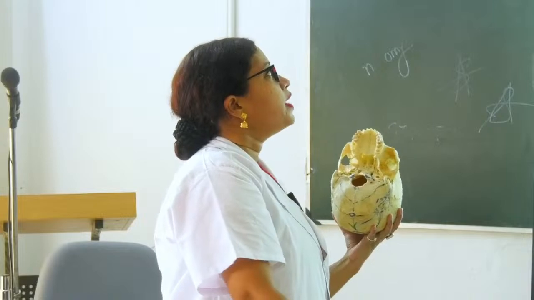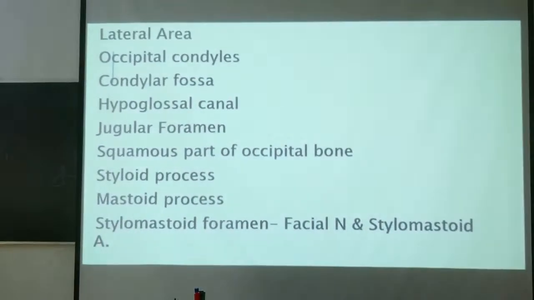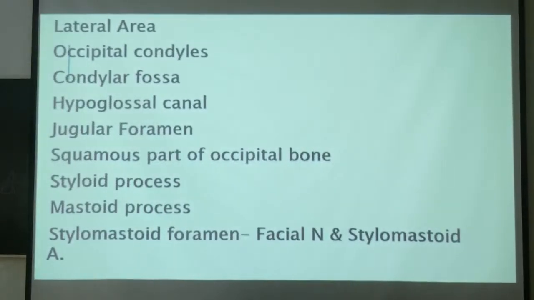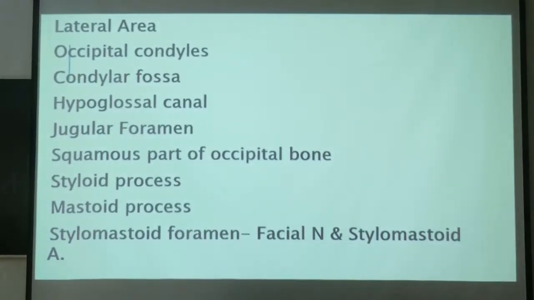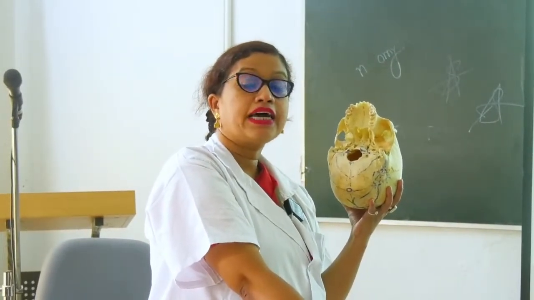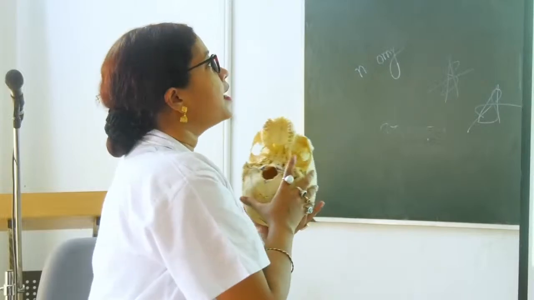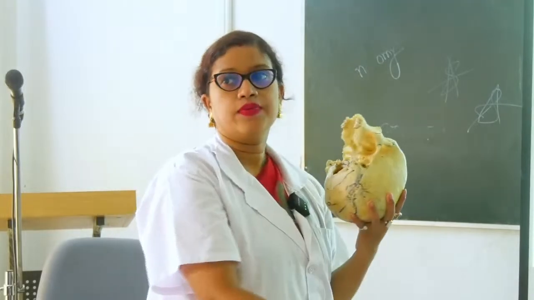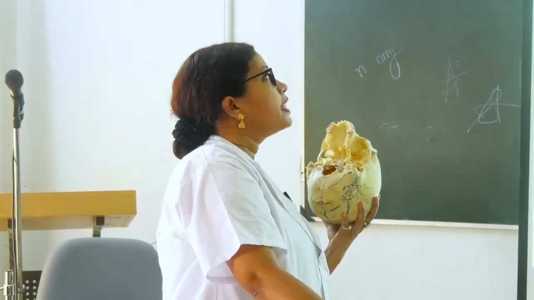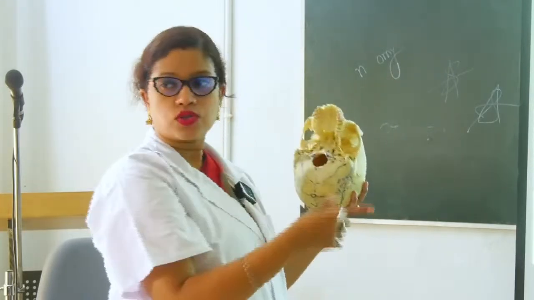Now coming to the lateral area. So posterior fossa is very easy. In the lateral area, what will you get first? That is the occipital condyle. What am I calling these two condyles? Occipital condyle. Why? It will articulate with the condyle of atlas. Atlas is taking the whole weight. Then next one is the condylar fossa. Then is the hypoglossal canal on the inner aspect. Okay, write all this down.